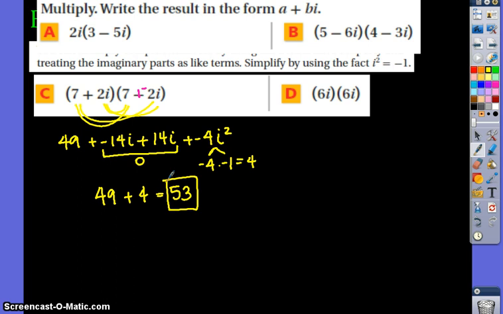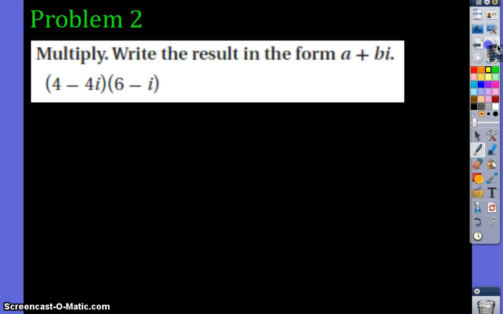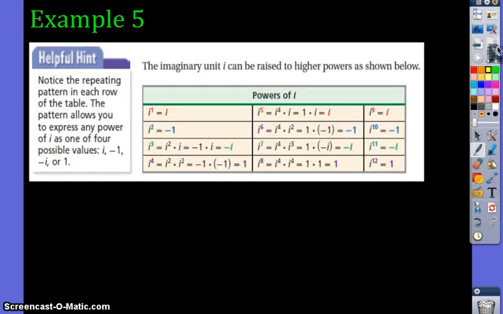All right, last one, D, 6i times 6i. So this is going to be 36i squared. But we need to remember that the i squared is negative 1. So this is really 36 times negative 1, which is negative 36. All right, why don't you guys try this one, and try this one, and try this one.